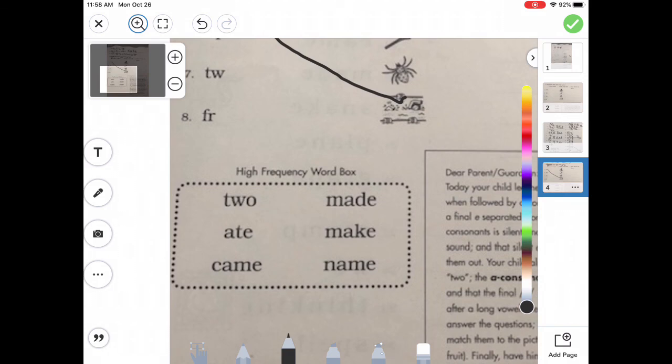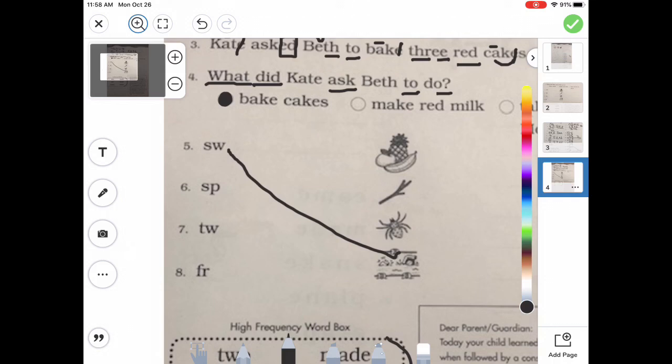Down at the bottom, there's some words that you can try to sound or read. And then you're just going to submit your work on Seesaw. All right, guys, you did an awesome job.